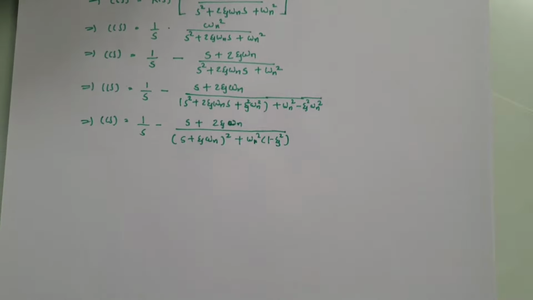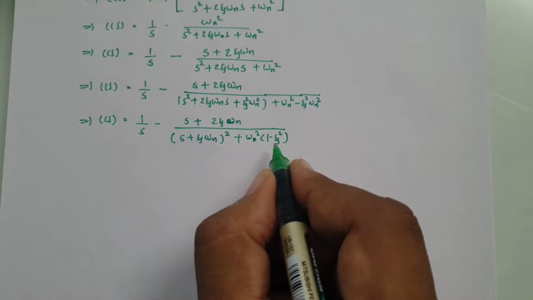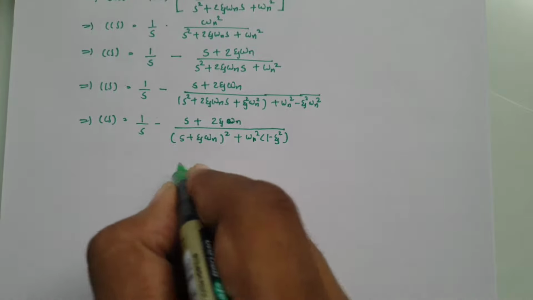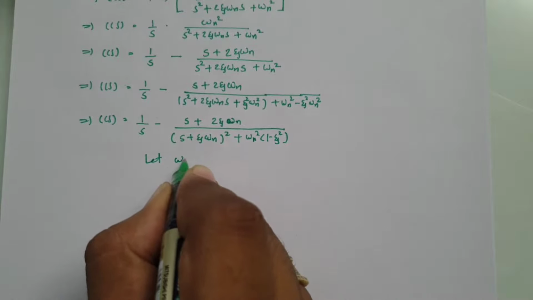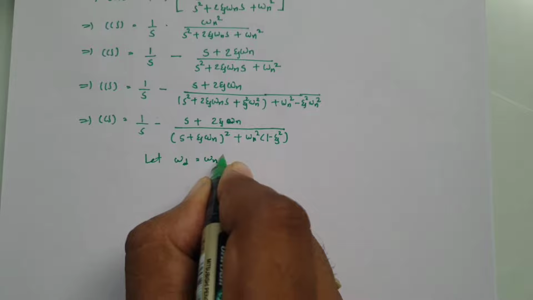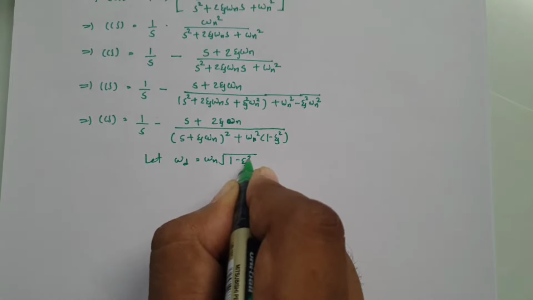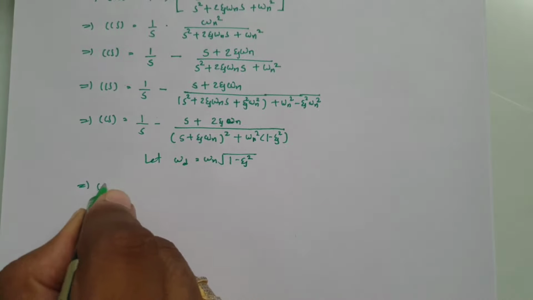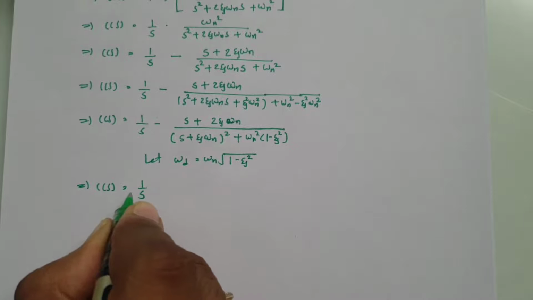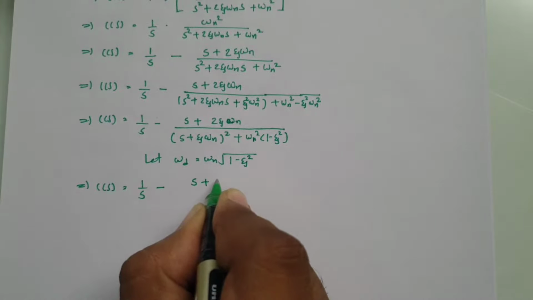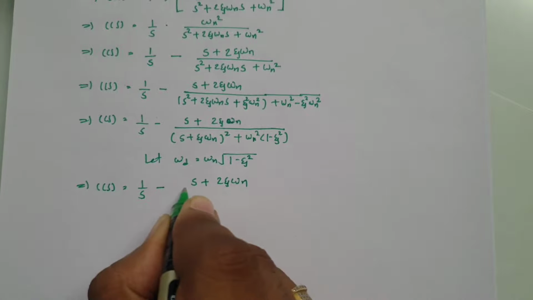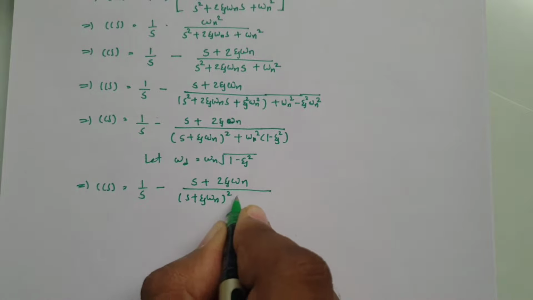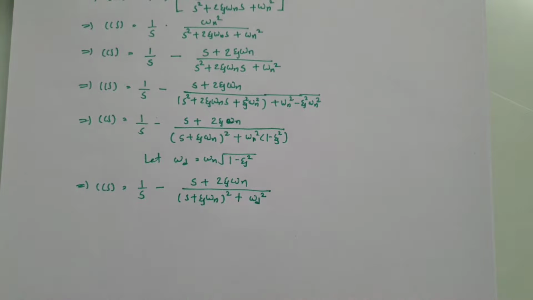Now here I'll consider omega n square into 1 minus zeta square as omega d square, right? So let us consider omega d as omega n into square root of 1 minus zeta square. If I consider this, then I can further rewrite C of S as 1 by S minus s plus 2 zeta omega n divided by s plus zeta omega n whole square plus omega d square.